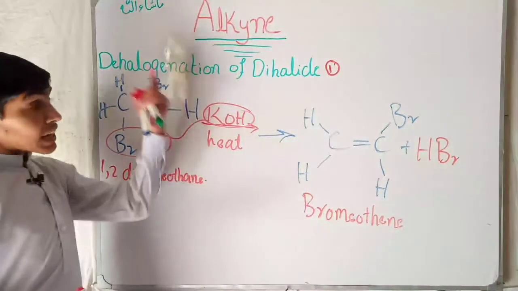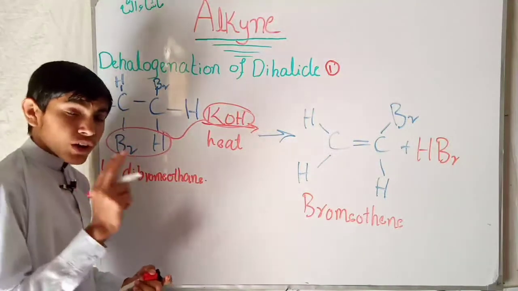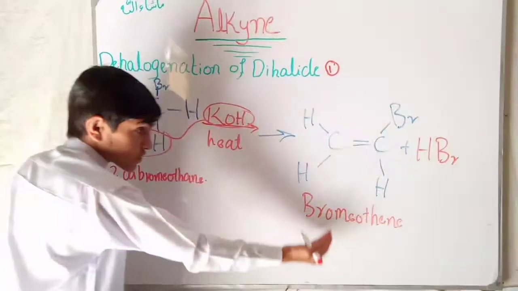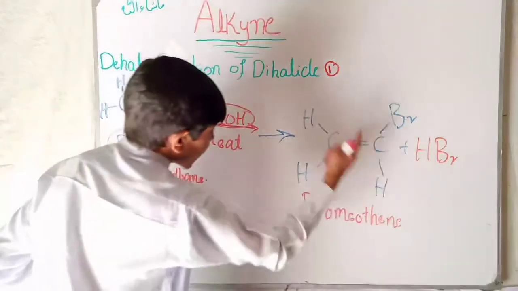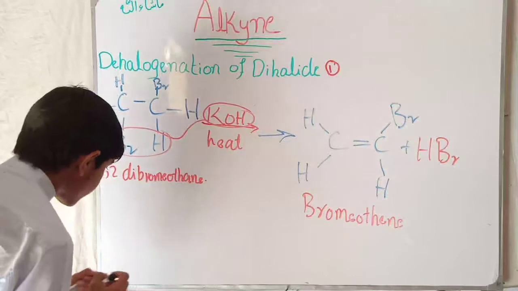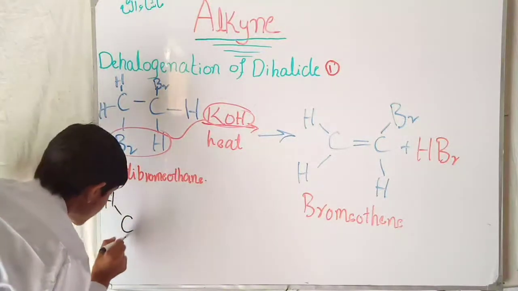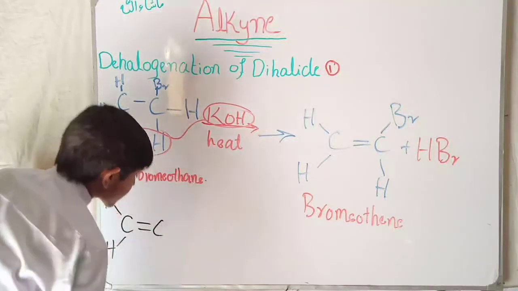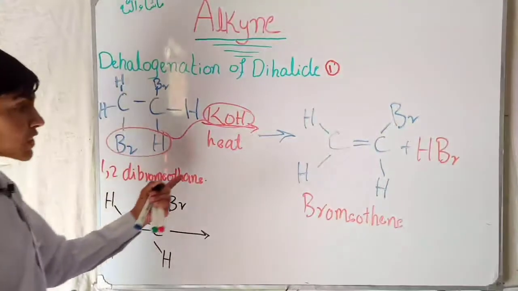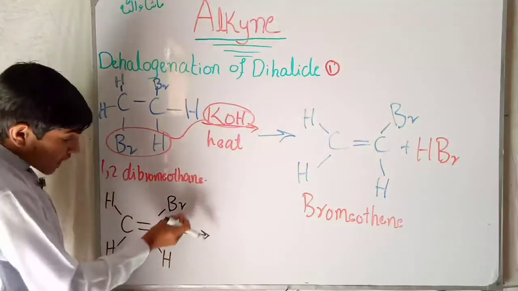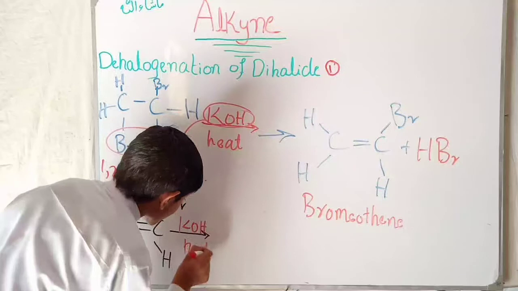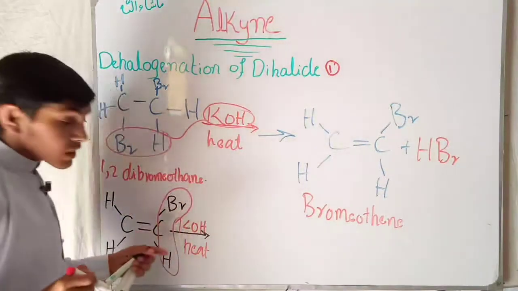So we say that the alkyne can be prepared in two steps. In the first step, the alkane is converted into an alkene, while in the second step the alkene is converted into an alkyne. So again we take the bromoethene, with hydrogen on one carbon, double bonded to the other carbon, which has a bromine and a hydrogen. This process is carried out again: the potassium hydroxide removes this portion by heating.